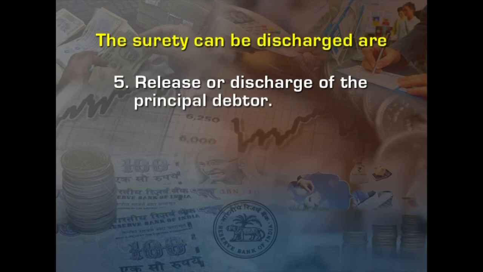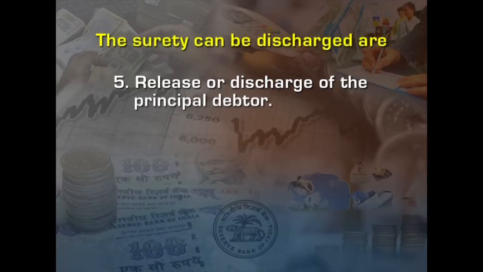5. Release or discharge of the principal debtor. Under Section 134 of the Indian Contract Act, release or discharge of the principal debtor by the creditor eventually discharges the surety from the liability.